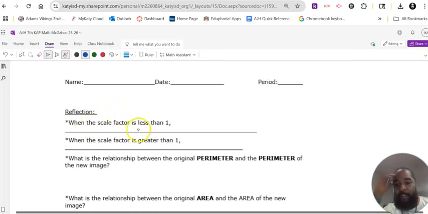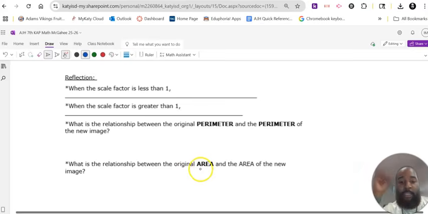Remember, if the scale factor is less than 1, what happens? If the scale factor is greater than 1, what happens? Okay. Based on what I've just explained about what happens with scale factor and perimeter, what happens? And then what happens with area? Okay, so just remember, just a hint, this one's scale factor, this one's scale factor squared.